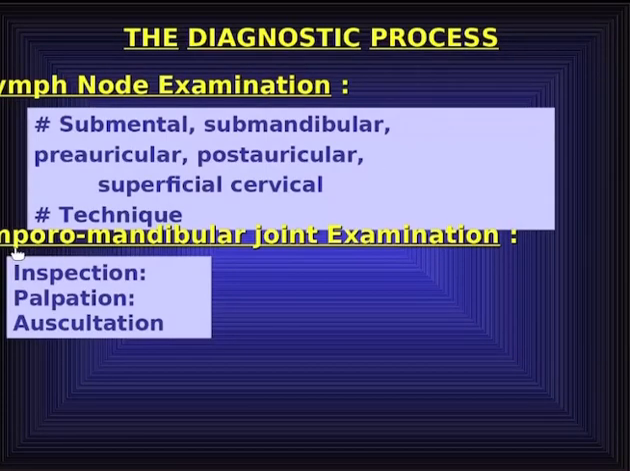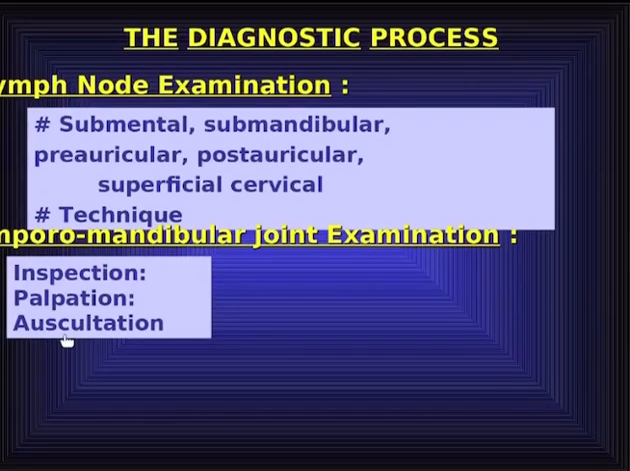Now just one more thing which I want you to remember is, when you're doing the extraoral examination or any clinical examination, basically there are three steps: inspection, palpation, and auscultation. What do you mean by inspection? Inspection means you're just looking with your eyes, you're just observing. Palpation means you're using your hands to palpate, to check for any signs of disease.